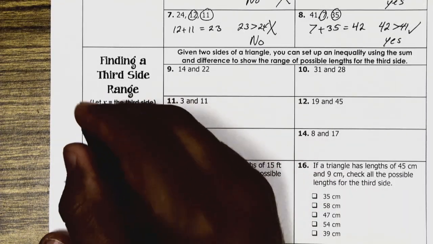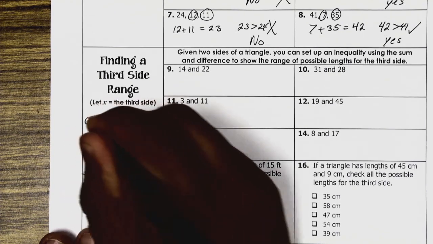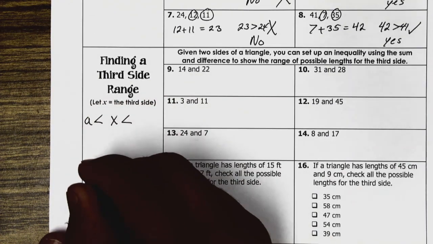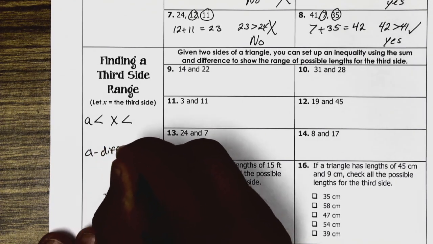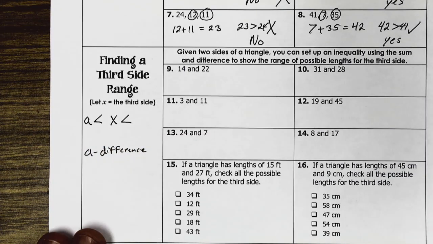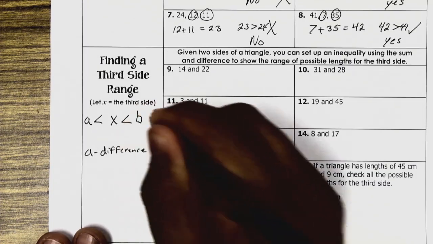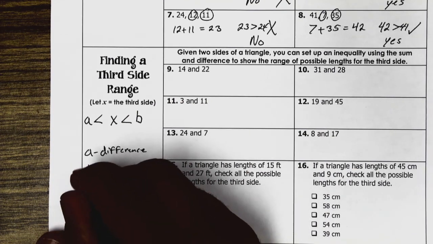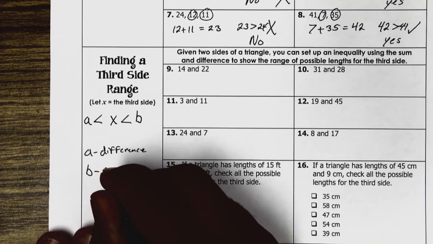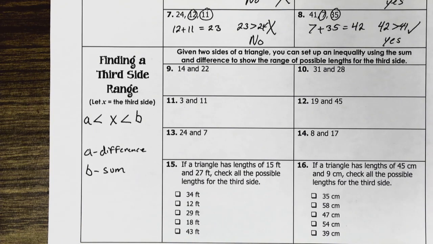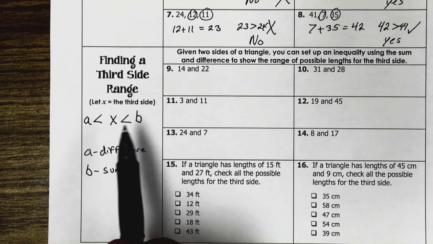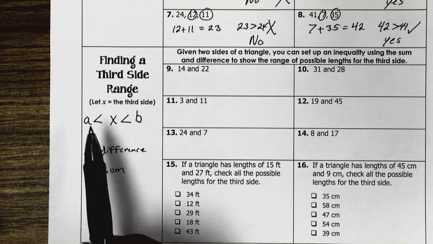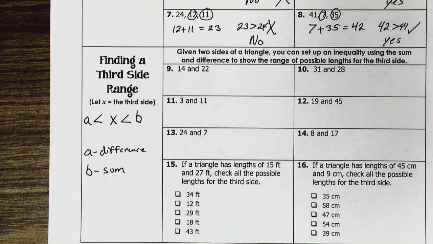So I'm going to use the letter A. A is going to represent the difference, which means that's the number you're going to get when you subtract the two numbers. And then I'm going to put over here B. B is going to represent the sum, which means this is when you add the two numbers together. So A is when you subtract, B is when you add, and then whatever two numbers you get, those are the numbers that x is going to be in the middle of in the compound.